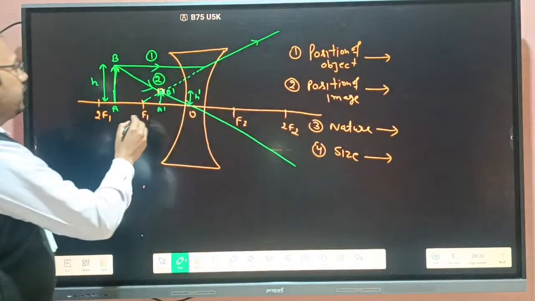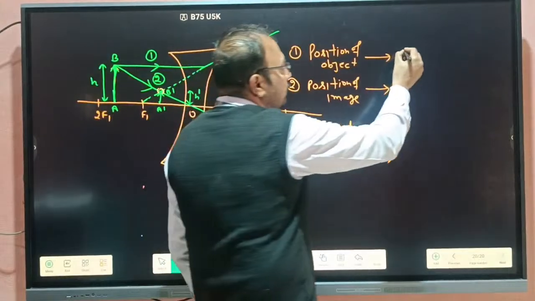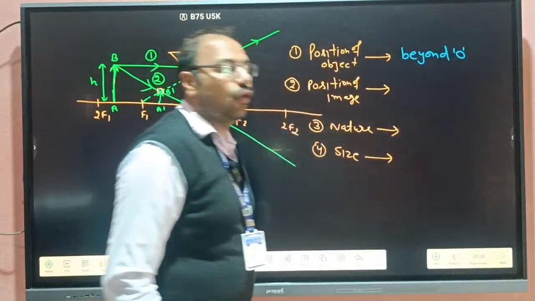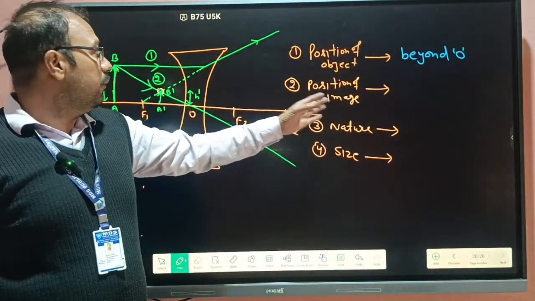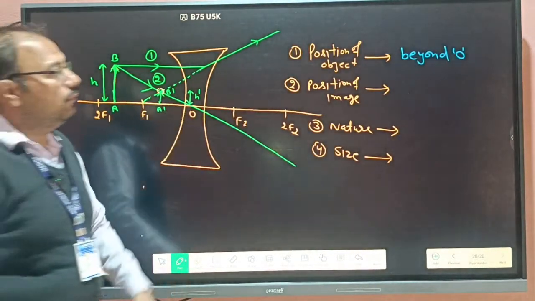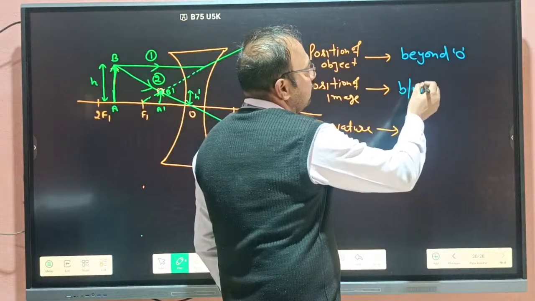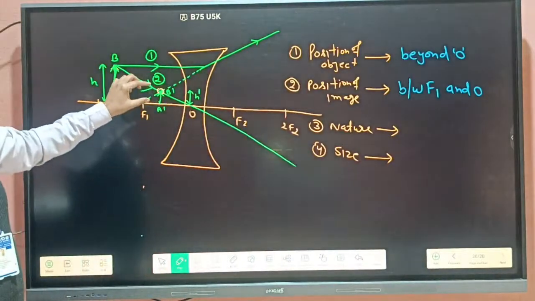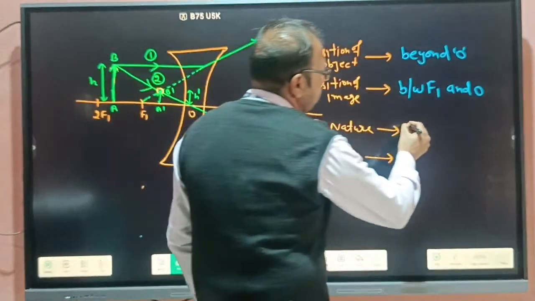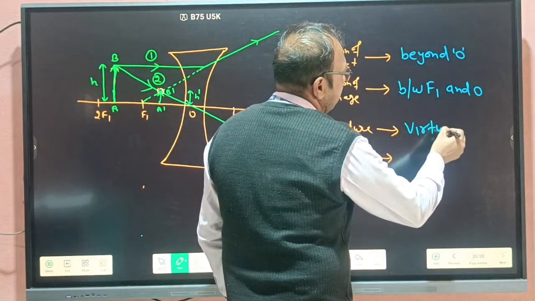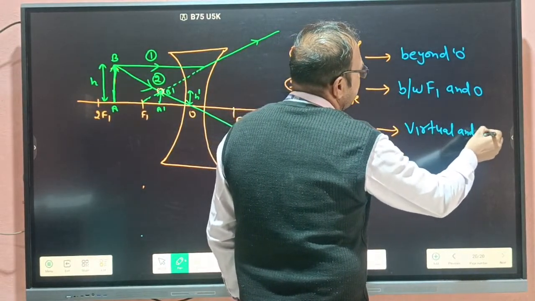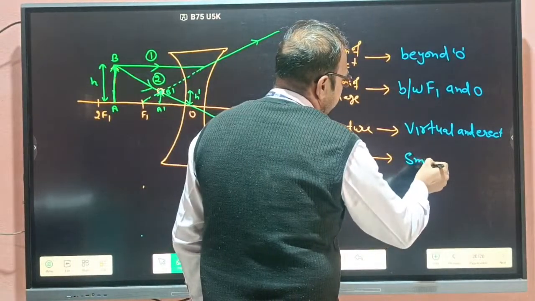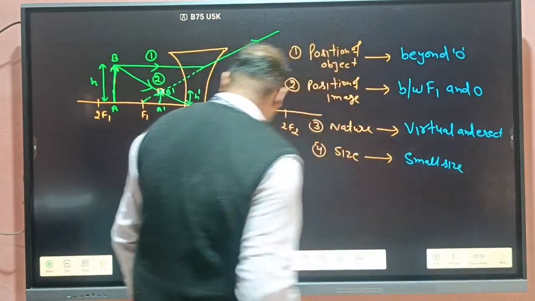So what is the position of an object beyond O? Beyond O means beyond the optical center, and the image is formed between F1 and O. And what is the nature? Virtual and erect. And what is the size? Small size. Okay.